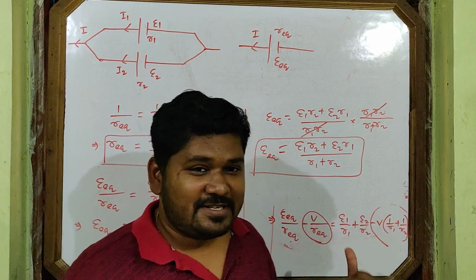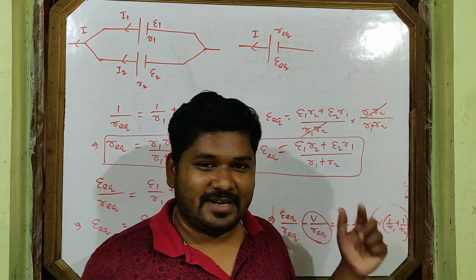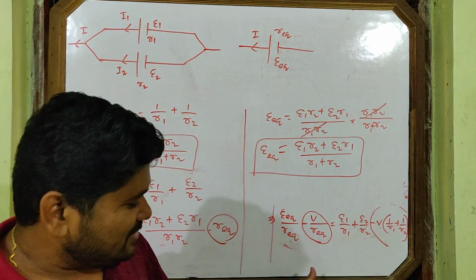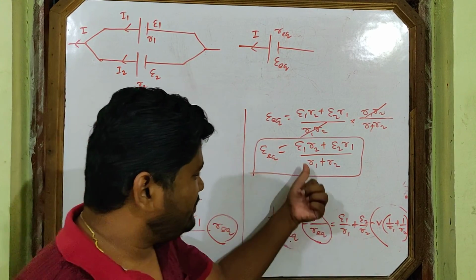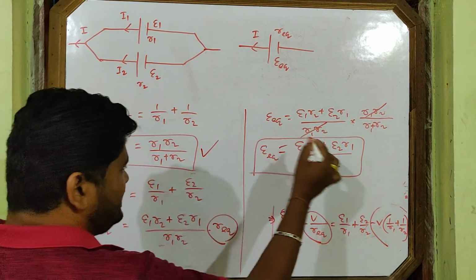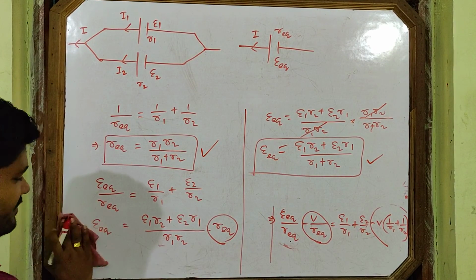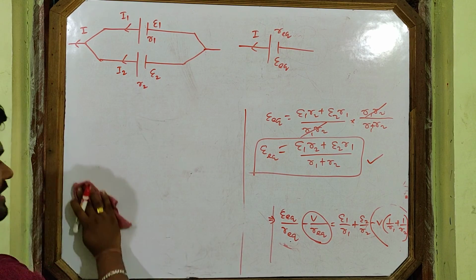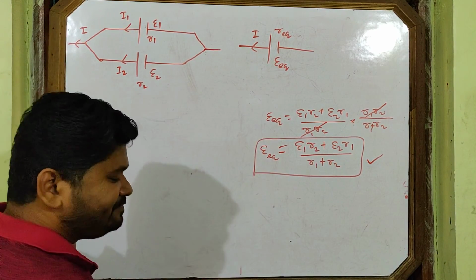This expression we got in class with the previous method, but this is the actual way to do the derivation, and we got the expression. This is the expression of net internal resistance. This is the expression of net EMF when you connect two cells in parallel combination.